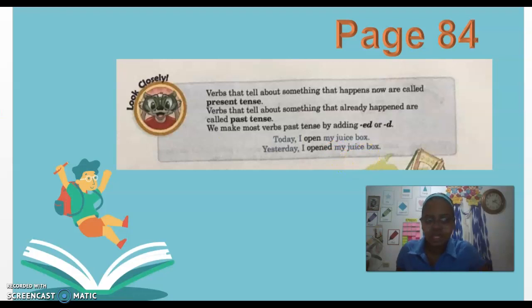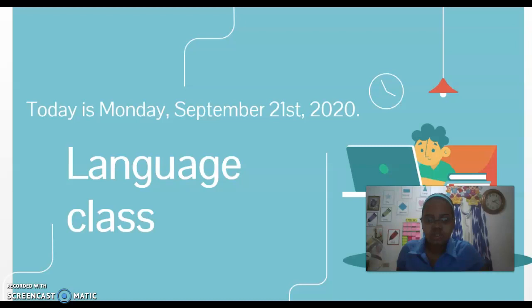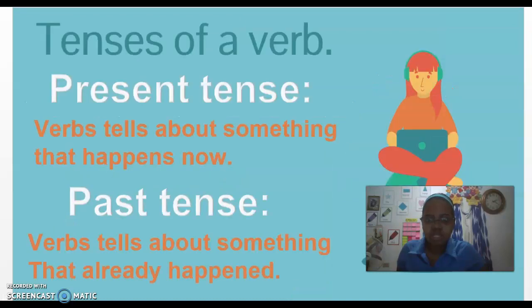So please copy the date in your notebook, and after you finish with the date, you're going to copy this information. Here I have the tenses of a verb. The present tense are the verbs that tell about something that is happening in this moment, now, and the past tense tells us about something that already happened.